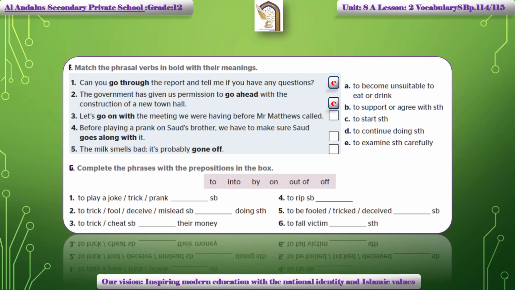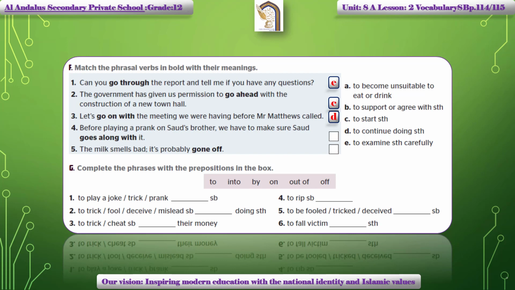Sentence 3. Let's go on with the meeting we were having before Mr. Matthews called. So, go on with means, very good, this is D. To continue doing something. So, let's go on with the meeting. Let's continue the meeting we were having before Mr. Matthews called.